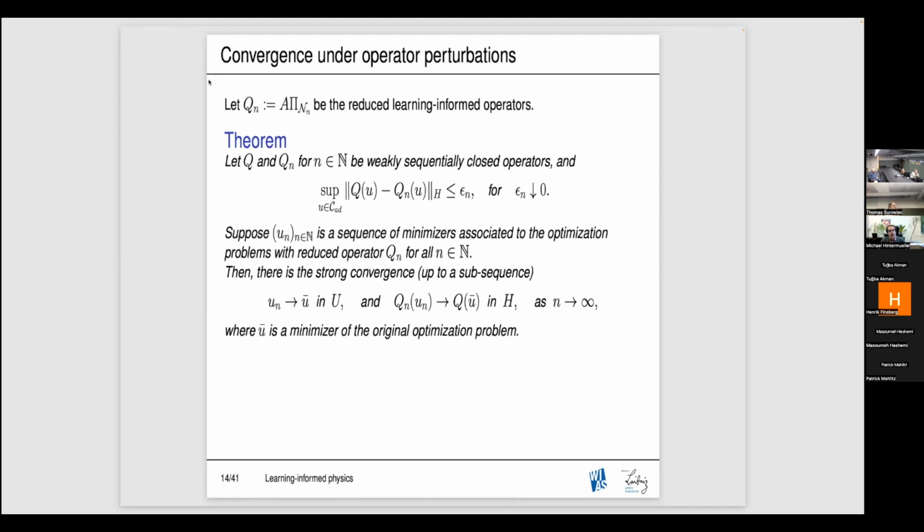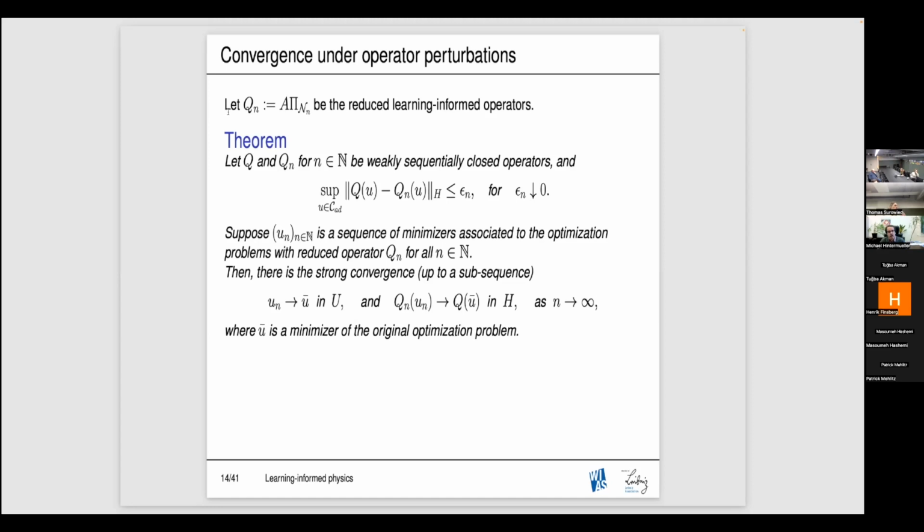For this purpose, let's assume that Q and Q_n are weakly sequentially closed operators, satisfying this approximation property in terms of a sequence epsilon_n going from above to 0, where the relevant instances to plug in are, of course, feasible controls and C admissible. If that takes place, then if you have a sequence of minimizers u_n of the learning-informed problem, it converges strongly, up to a subsequence, as indicated down there, to a solution of the original optimization problem. And the same is true for the operators Q_n of u_n, which would then strongly converge to Q of u bar. So again, we have this kind of approximation property as well.